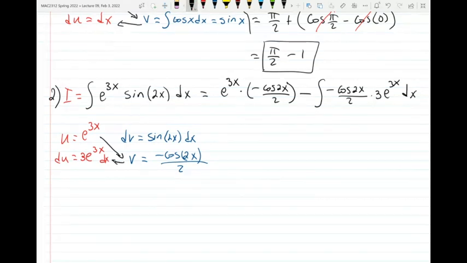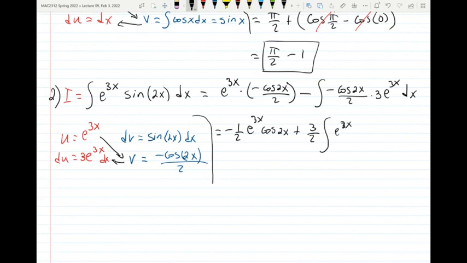Okay, so let me clean this up and make this look a little bit nicer. So let's see. Now this is going to be, I'm going to put a negative 1/2 here, e to the 3x cosine of 2x. Now here the minus comes out, making this a plus, and then a 3/2 comes out, and then we have the integral of e to the 3x times cosine of 2x dx.